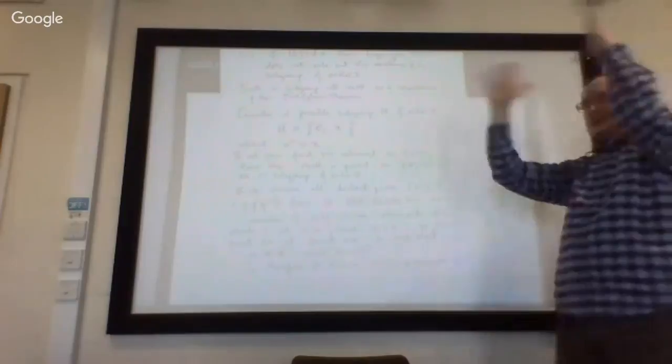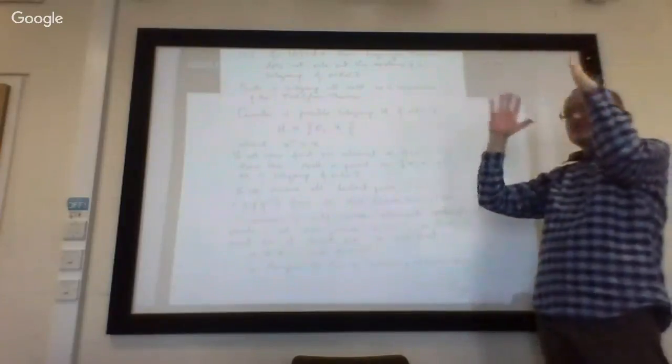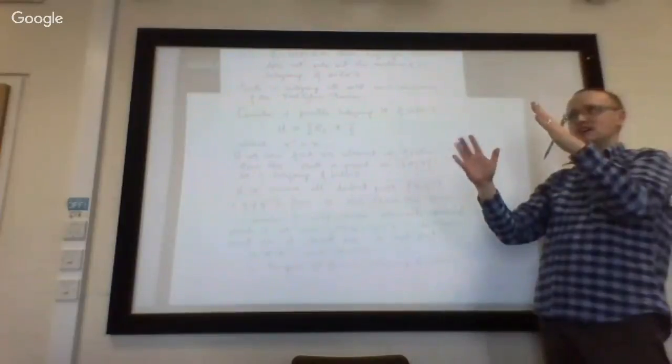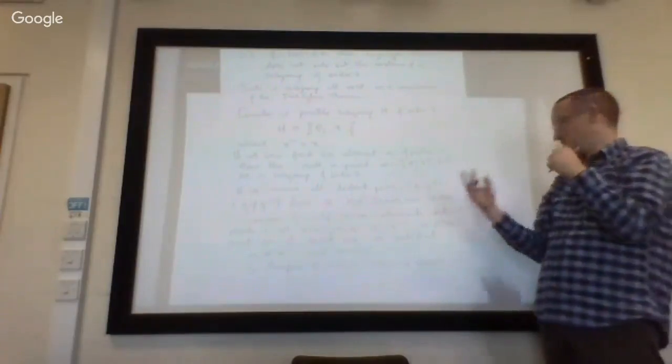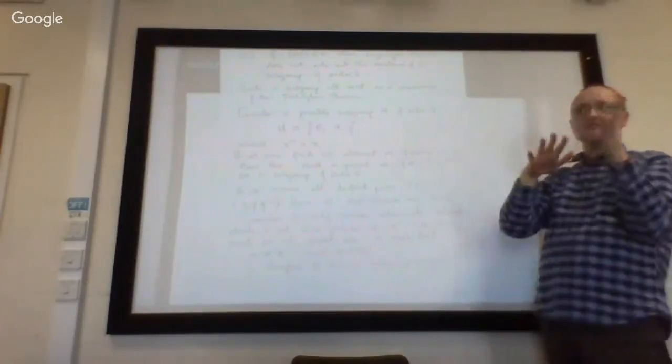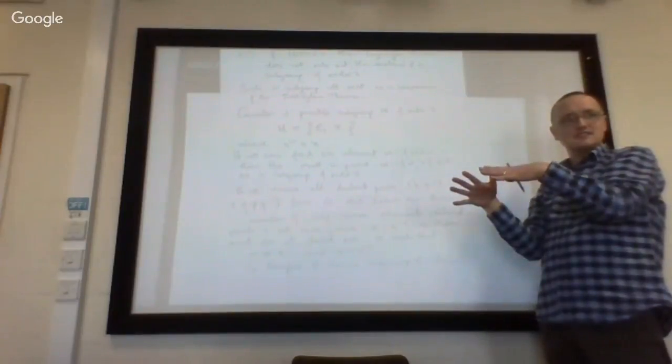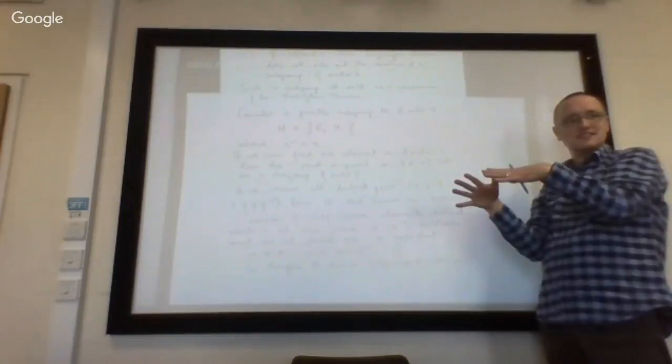So, an even number of things in G. There is an even number of things which are not self-inverse because they come in pairs. So therefore, there's an even number of things that are self-inverse. Oh, yeah, I get it. Do you get it? Yeah.